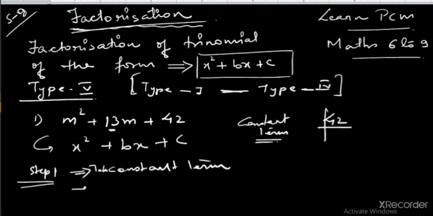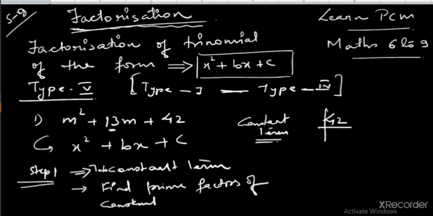Then the second step is what? Find the prime factors of the constant term. So you have to find prime factors. Let us take this, 42. You can see this is 42, which is the constant term. You know very well what a constant term is, which has no variable attached to it. So this is the single term which is constant in this expression.